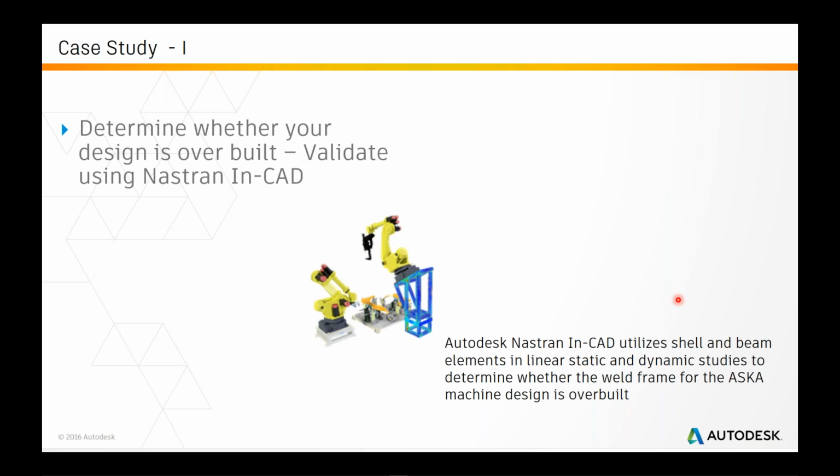So with the help of shell and beam elements, we are going to perform a linear static and then dynamic study to determine the weld frame from ASCA, one of our customers in the machine design field, and we were able to find out whether the design is overbuilt. So with this, I'm going to go ahead and have a look at the case study. I'm going to pause the video in between to explain and take you through the details.